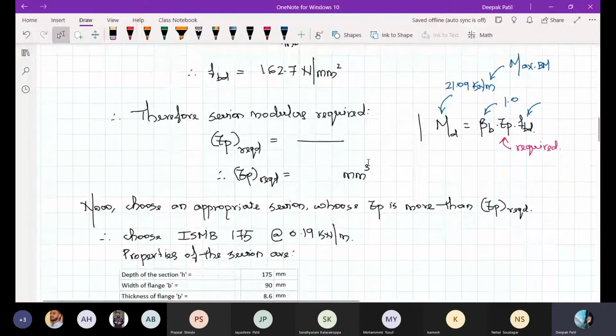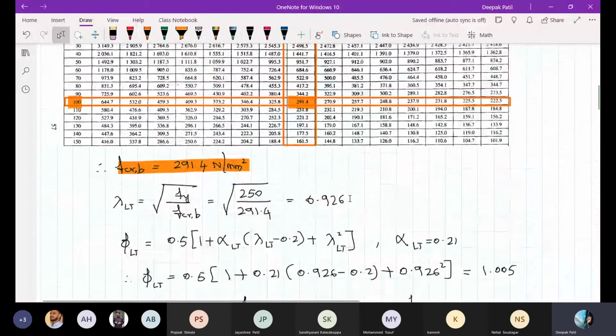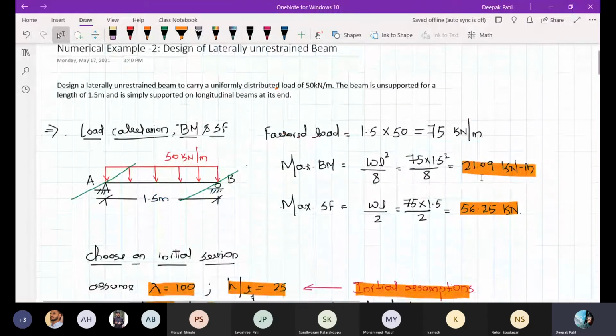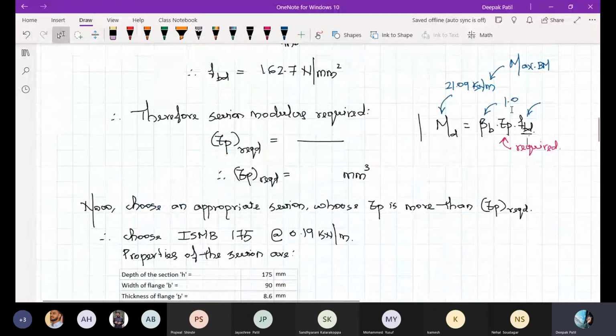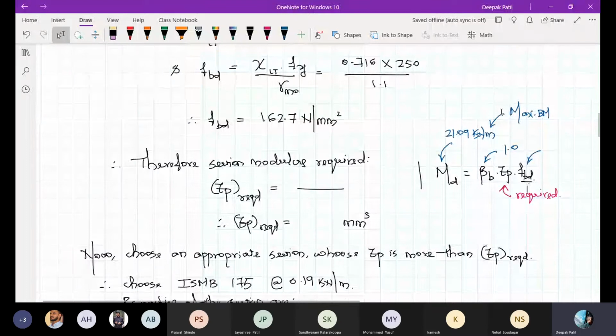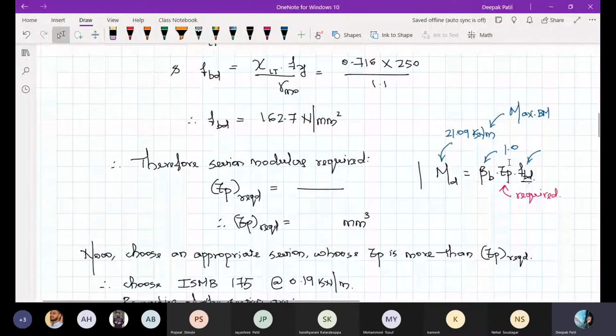Now I also know a formula between the design bending capacity and the fbd: Md is equal to beta B Zp into fbd, where Md is the design moment capacity. How much moment we want our beam to carry is the maximum bending moment, which is 21.09. That I'm going to substitute as Md itself. Beta B will always be equal to 1 because we will assume that our section will be a plastic section, and Zp is the plastic section modulus which is required, and fbd we have just calculated, that is 162.7.